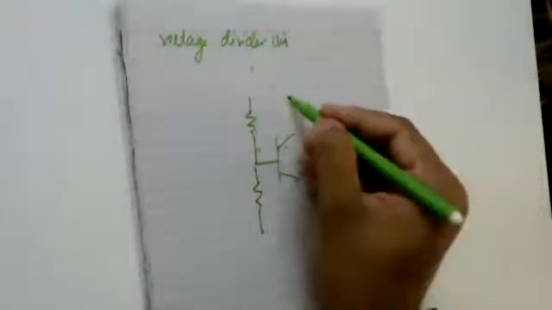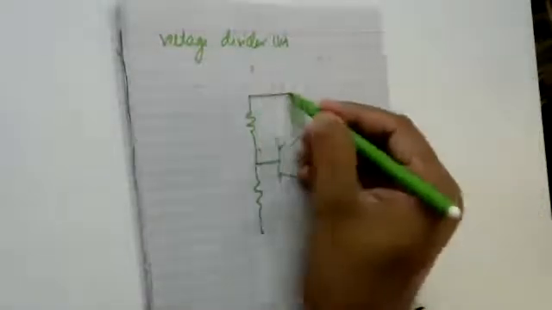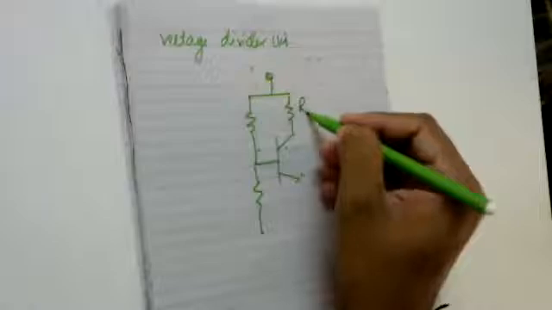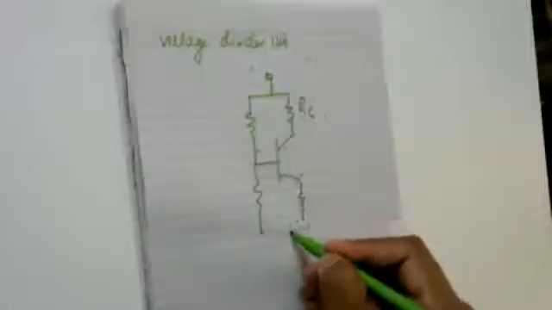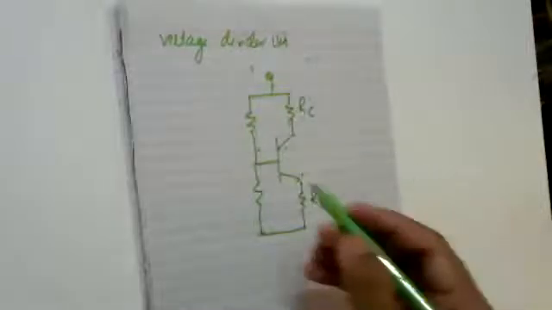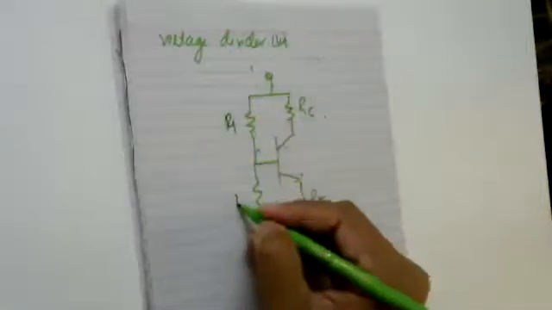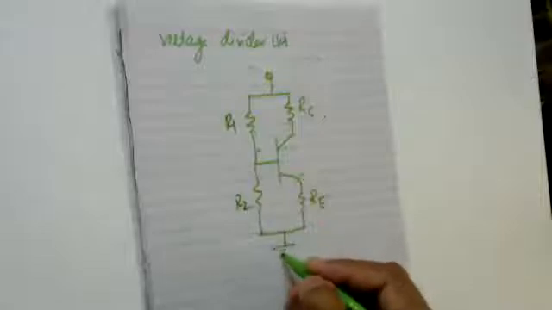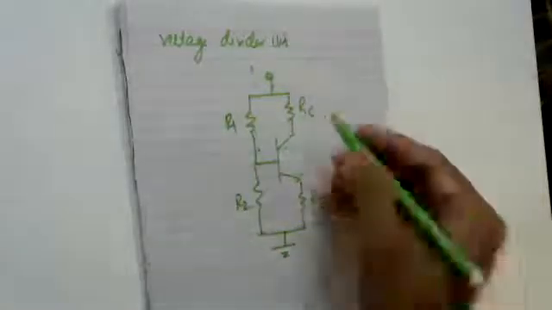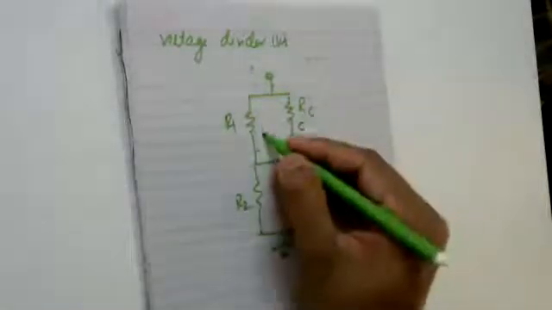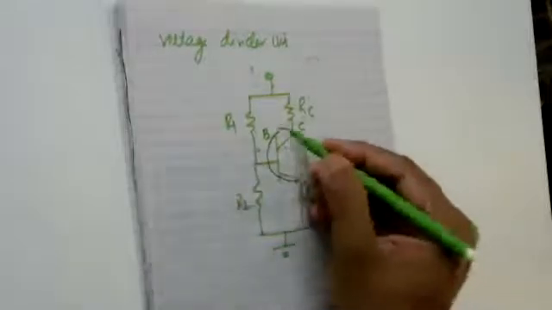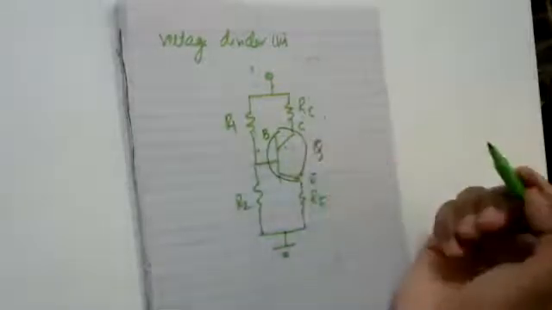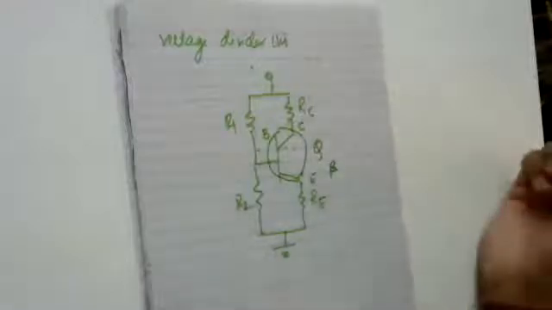Then I'll be having my resistance RC. Then I'll be having my emitter resistance RE. And this is my potential divider R1, R2, and now this is being connected to ground. So this is my collector, the base, and the emitter. So this is a transistor Q having some value beta.